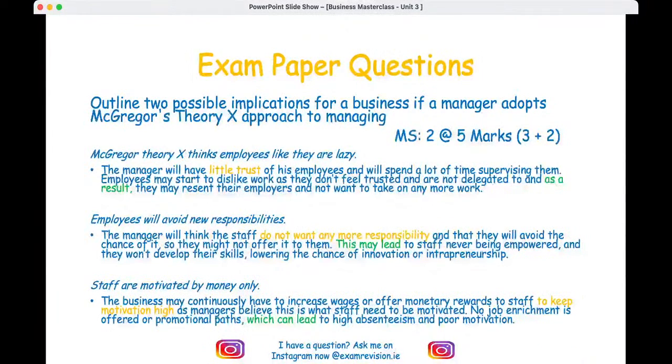Another possible implication of McGregor adopting a theory X approach: staff are motivated by money only. Okay, so that's my heading. The business may continuously have to increase wages or offer more monetary rewards to keep motivation high, because they're only motivated by money. That's what staff believe. That's what managers believe. There'd be no job enrichment or promotional paths offered, which can lead to absenteeism and poor levels of motivation within the business.